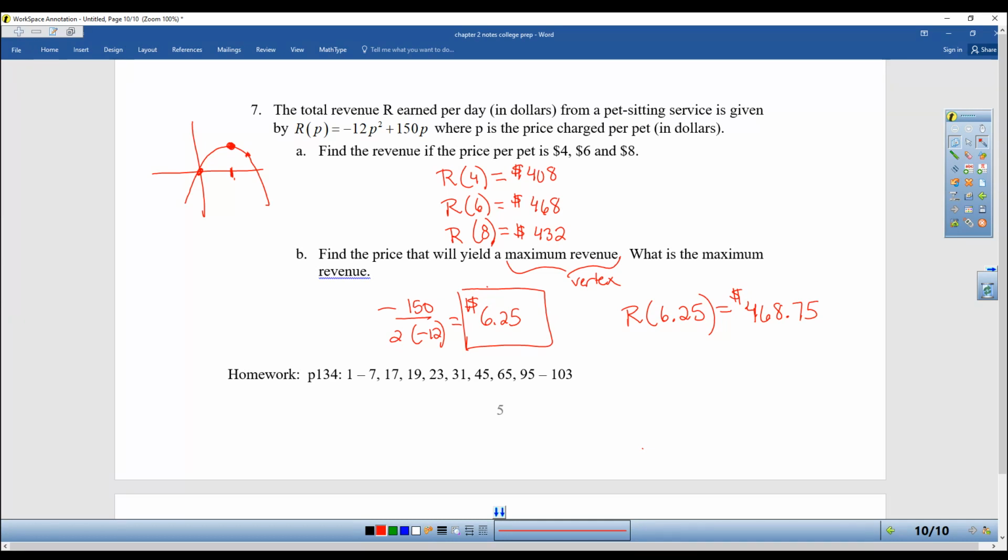All right, you survived. This was a very long section. Bad news, 2.2 is also long. But then the rest of the chapter is pretty reasonable. So have a great rest of your day.